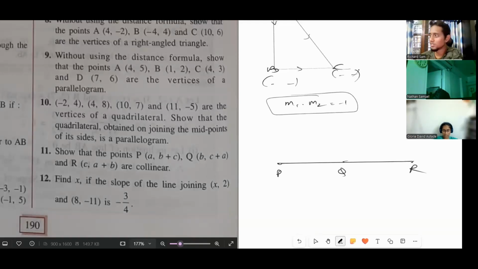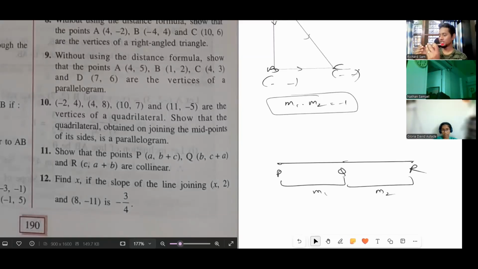We have not learned how to make the equation of a line. Find the slope of PQ. Find the slope of QR. If both the slopes are equal, what does it mean? No, they are parallel. So if this is PQ and this is QR and both their slopes are equal, it just means they are parallel. It doesn't mean they are touching.